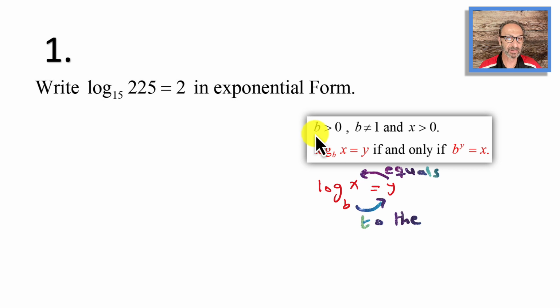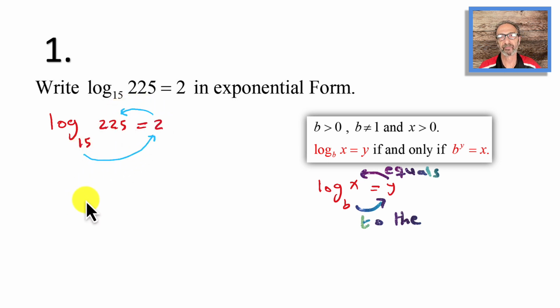provided that b cannot be negative and cannot be equal to 1. So b has to be positive, cannot equal 0, cannot be negative, and cannot equal 1. So here we go. This is our problem. It's quick questions. 15 to the power 2 equals 225. And that's how we read it in exponential form. 15 to the power 2 equals 225.